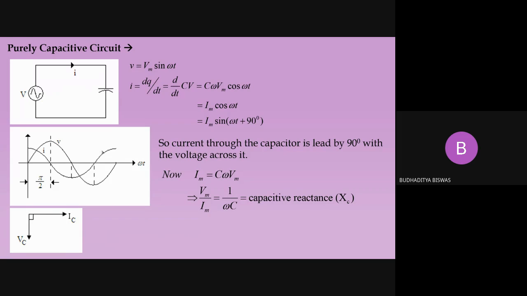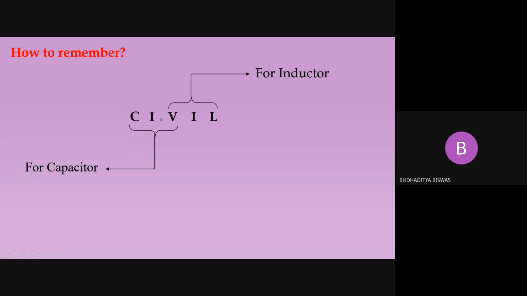Now how to remember that? For that, the CIVIL formula is there. Did I tell you before about the CIVIL formula? Yes, sir. So CIVIL means C-I-V is there. C is for capacitance. So in the case of capacitance, as I placed I before V, the current through the capacitor leads the voltage across the capacitor by an angle of 90 degrees. And the last three, V-I-L, is for inductance, pure inductance. So in the case of pure inductance, the voltage across the inductance leads the current through the inductance by an angle of 90 degrees. That is for pure inductance and pure capacitance.